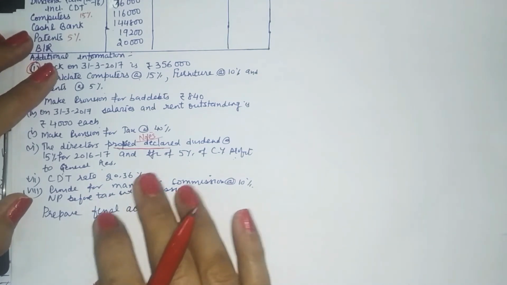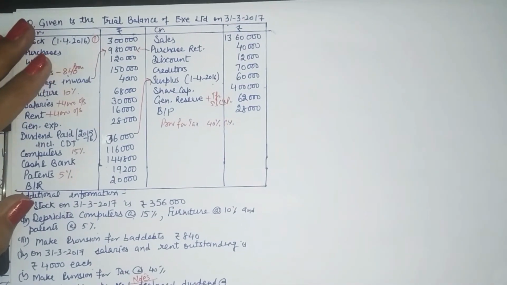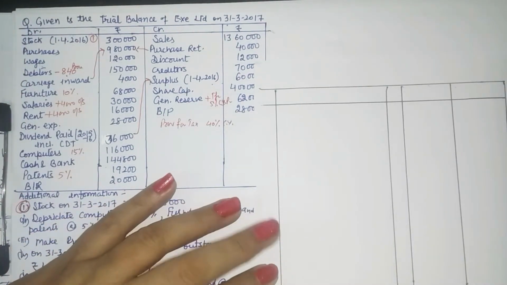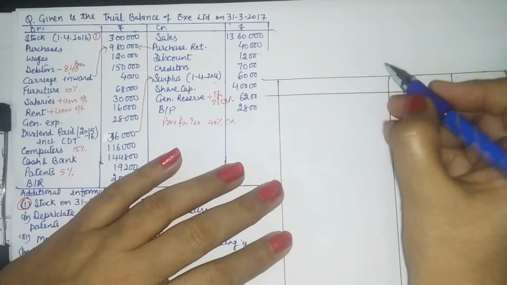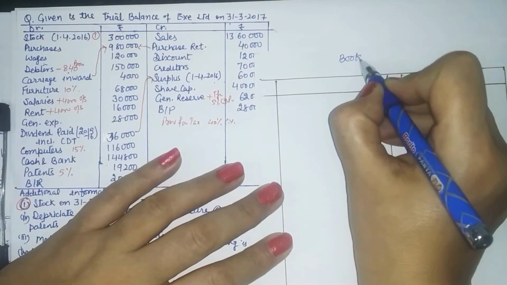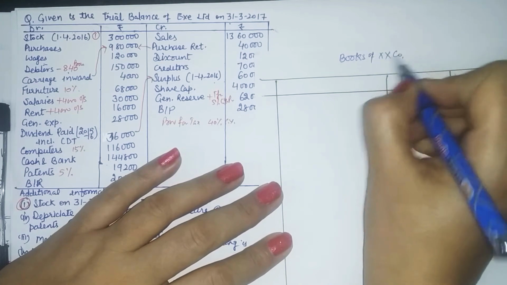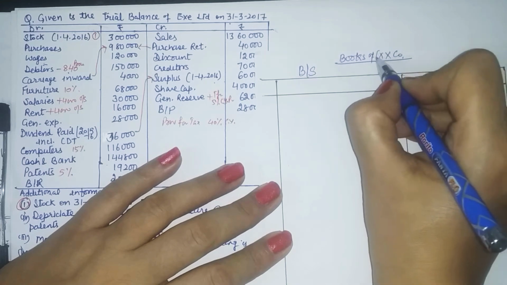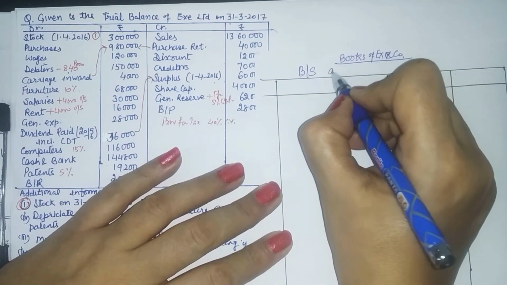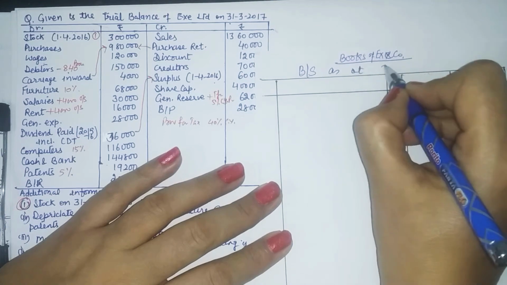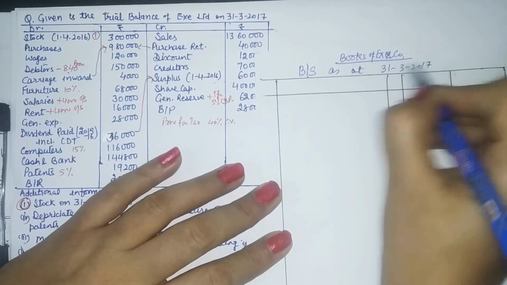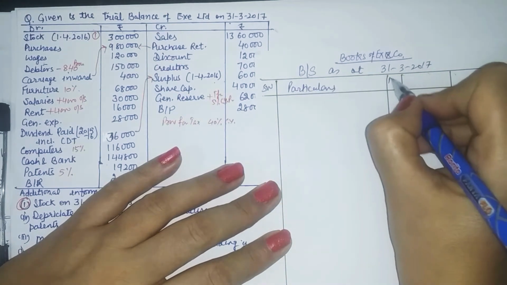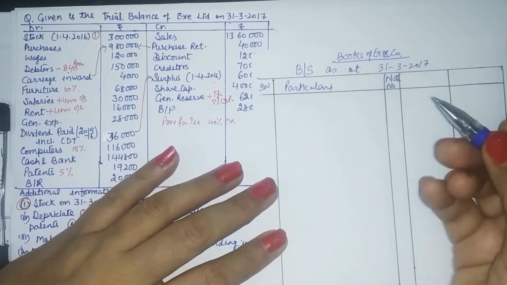Now prepare final accounts. After considering this problem, we are to prepare final accounts. In the preparation of final accounts, we need to make the formats first. So we will start with the balance sheet, books of so and so company. Balance sheet, so it is X Limited. Balance sheet as at 31st March 2017. So particulars, note number, because everything is to be shown through the notes.